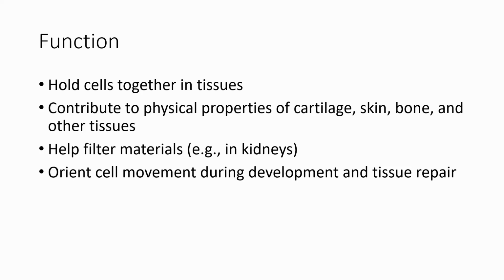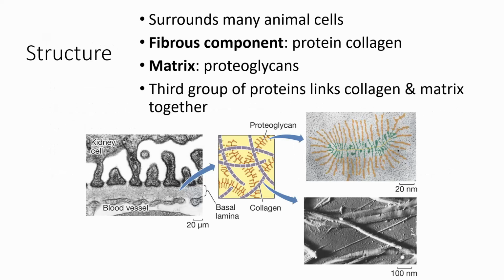So during development, when we were all fetuses inside the uterus, a lot of cells were moving around all over the body, and the way that they were able to get to the proper place, so for example, to form parts of our nervous system, they were orienting based on the extracellular matrix. So in animals, it tends to be mostly the fibrous component is collagen.